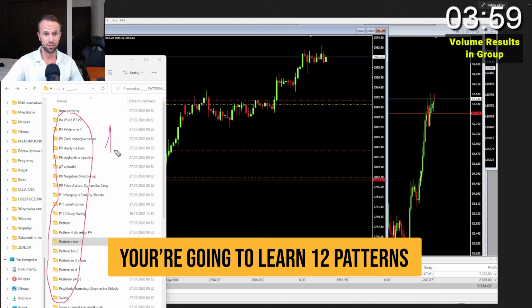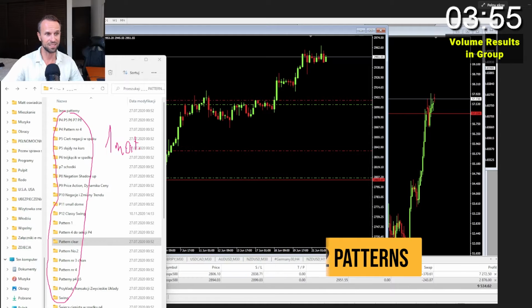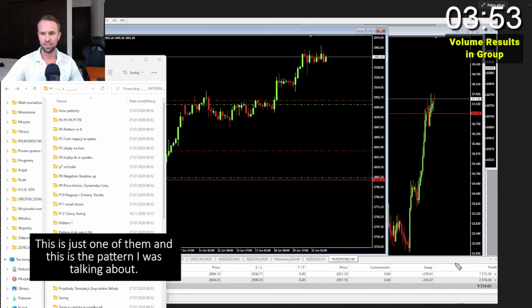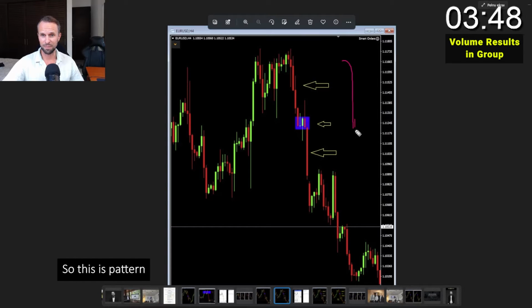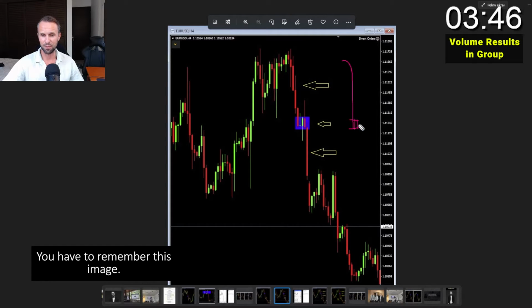I'm just gonna show you one, the most repeated chart pattern. You're gonna see a lot of trade examples. This is just one of them. And this is the pattern I was talking about. So this is pattern number 2. You have to remember this image. There's gonna be 12 patterns like this.